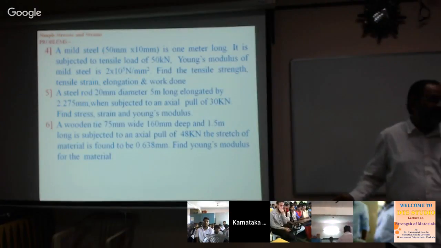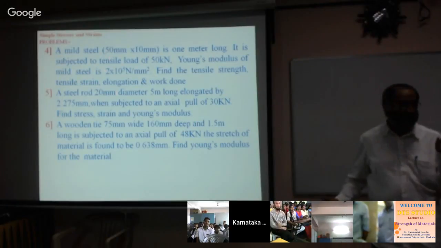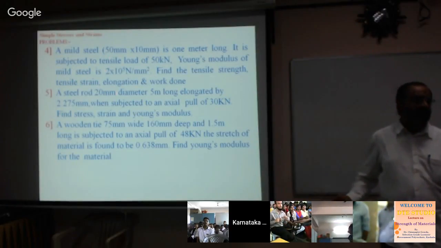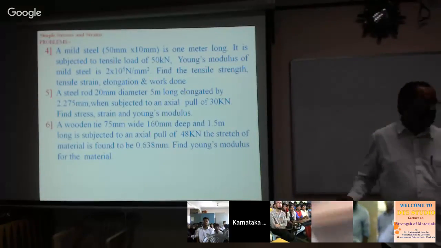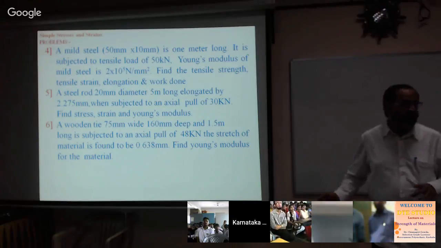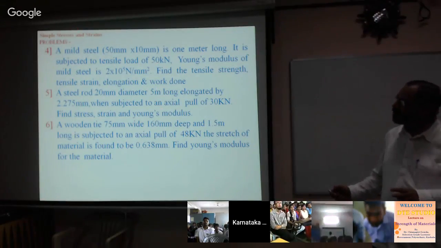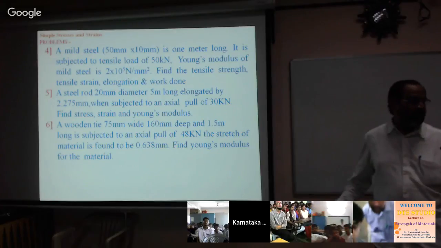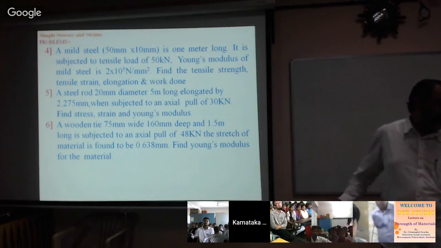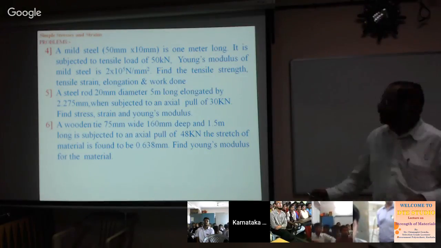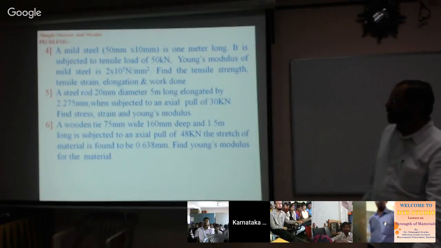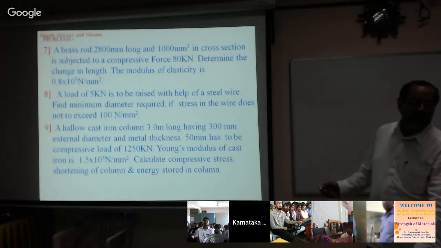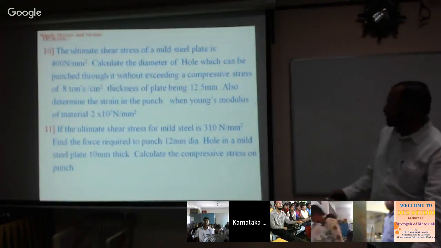If you learn this simple stress and strain, definitely you can score more than 50% of your strength of materials marks. If you don't know simple stress and strain, we cannot handle many other chapters. We need to understand it very carefully. Please go through this and calculate. These are some examples I have with me; kindly go through these problems and solve them.